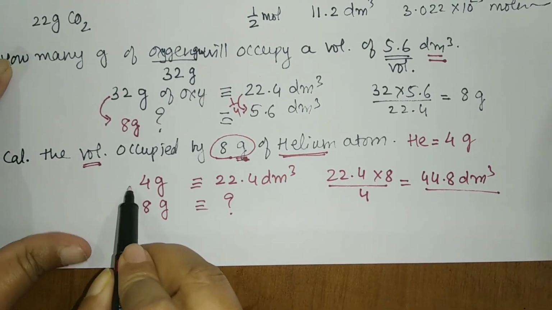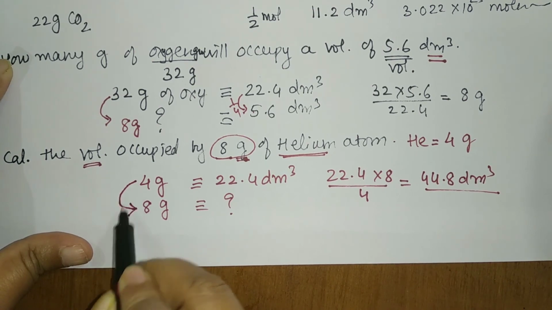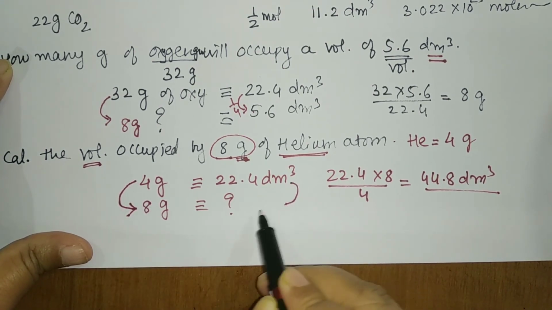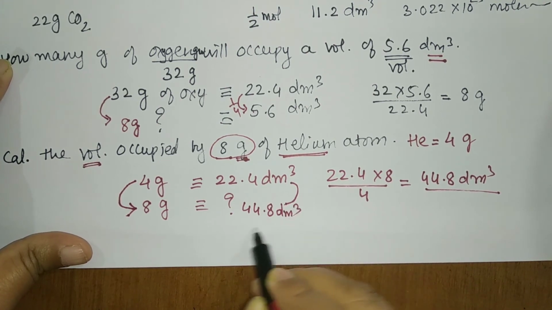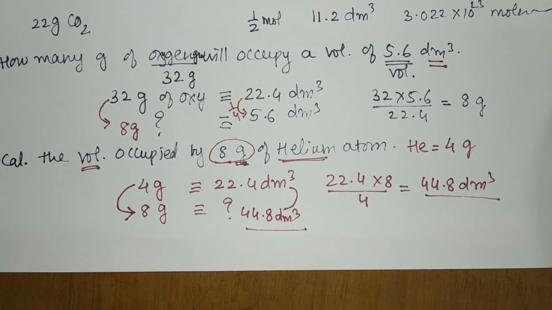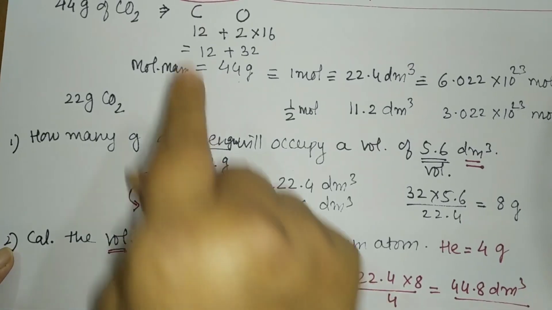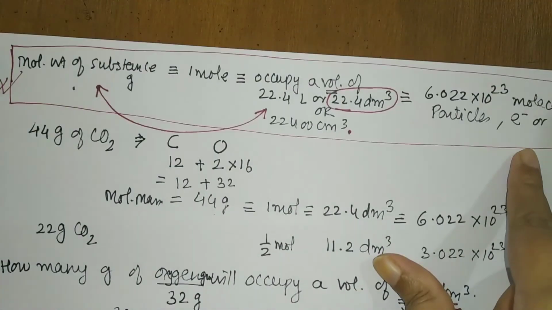The other way is, if I see this relation, here it is getting doubled. So the volume will also get doubled, and so the answer will be 44.8 dm cube. So this is how you have to go for the calculations. For moles also you can have the same relation with the molecules.